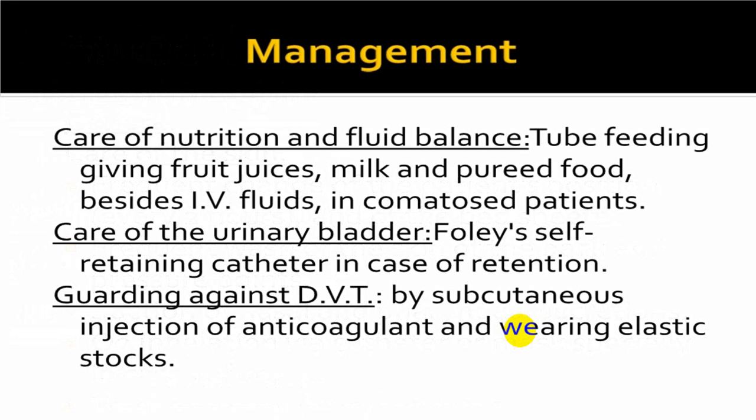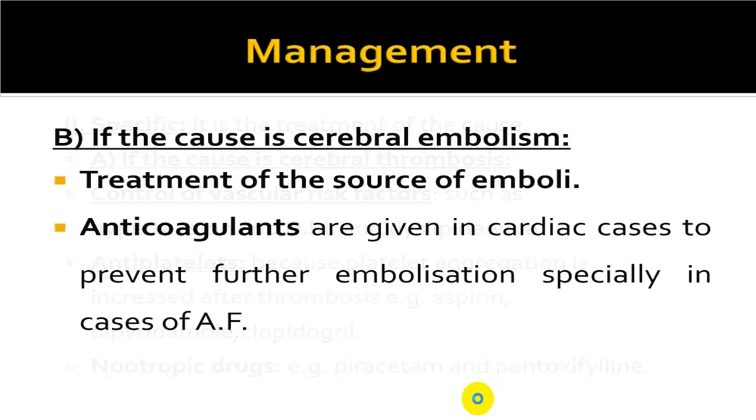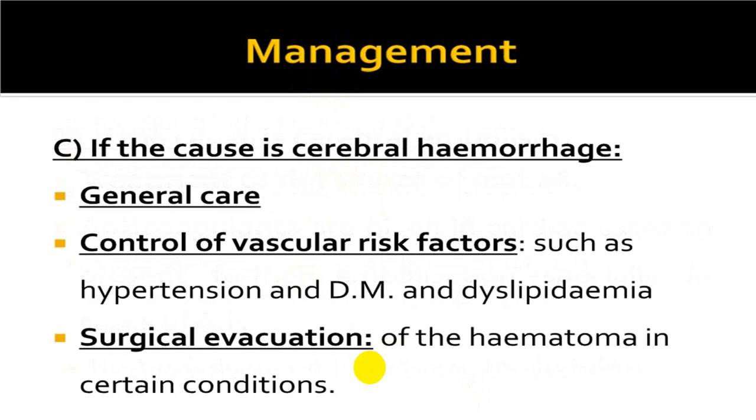Care of nutrition, bladder, prevention of DVT, then treatment of specific conditions. Like thrombosis: antiplatelet drugs, statins, control of hypertension, diabetes, dyslipidemia, we have already mentioned all those things. Then in embolism, treatment of the source of embolism; anticoagulation will be required in a person who gets cardioembolic phenomena, control of vascular risk factors, and sometimes you might require a surgical evacuation, particularly in case of intracranial hemorrhage.